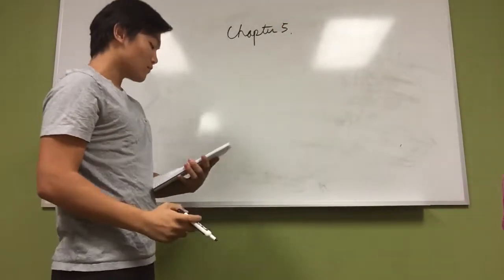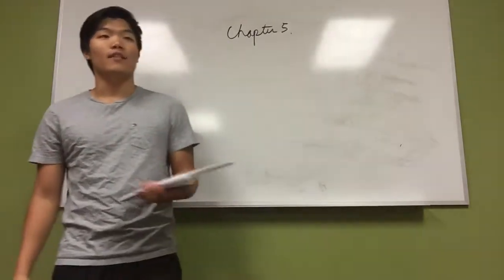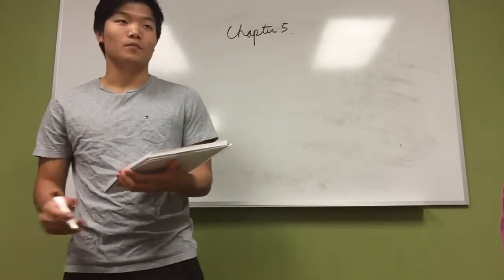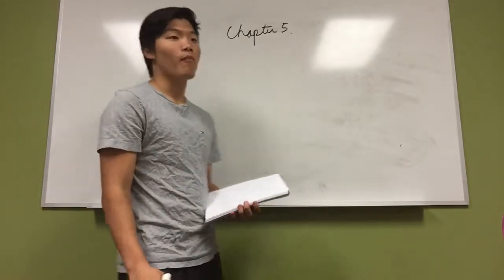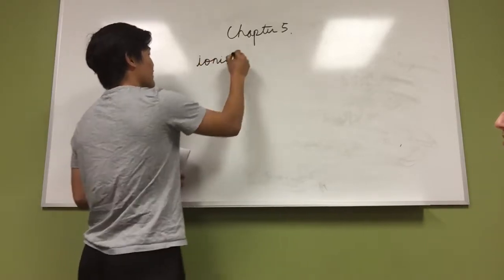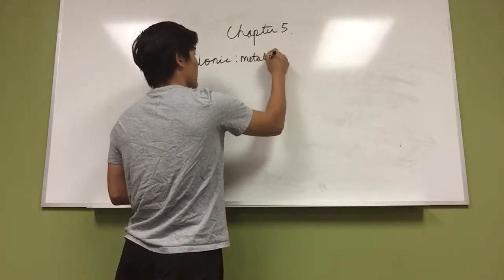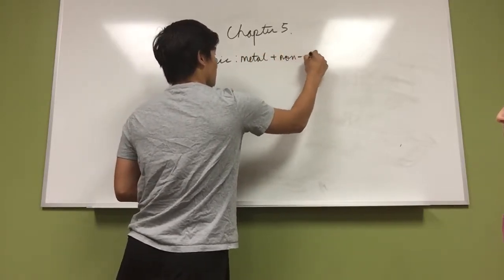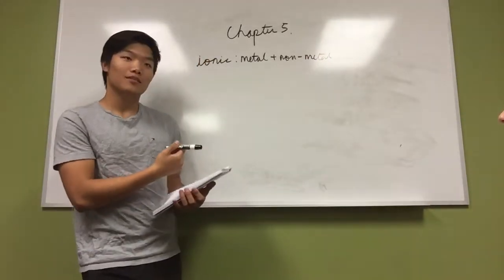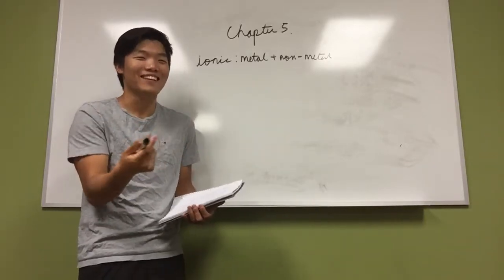Go ahead. Okay. So basically, in chapter 5, we talk about naming molecules, especially ionic bond and covalent bond. Do you know what an ionic bond is? No. I don't know anything. That's why I'm asking you to teach me. An ionic bond is a bond that occurs between metal and non-metal. Metals are normally on the left side of the periodic table, and non-metals are normally on the right side of the periodic table.